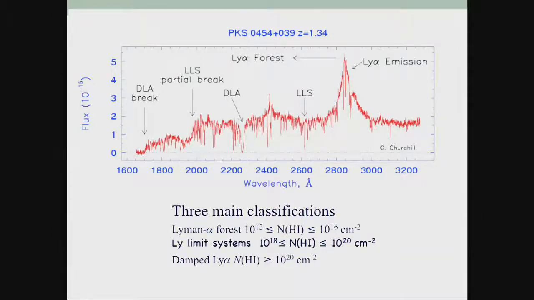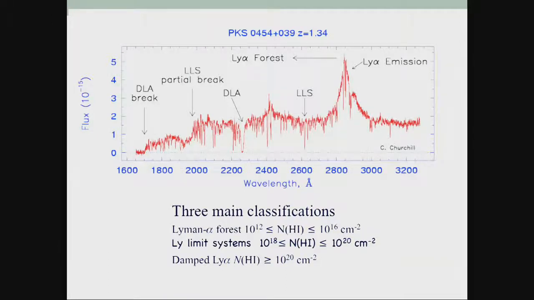how much along the line of sight, the integral of density integrated along the line of sight of that system you see. So things that have high column densities like this are called damped Lyman alpha systems. These are intermediate, they are called Lyman limit systems, and the very weakest ones, the thinnest ones, are called the forest lines, basically Lyman alpha forest. And the nature of these things is a bit different.